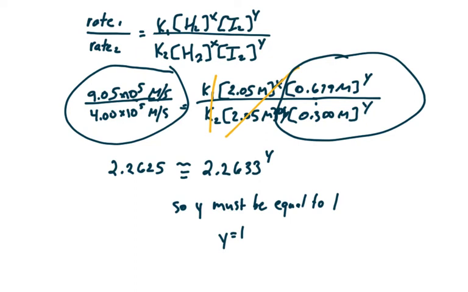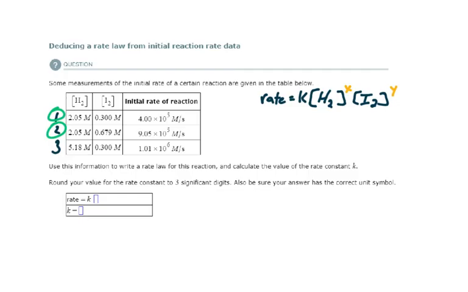When I divide 9.05 times 10 to the 5 by 4 times 10 to the 5, I get about 2.2625. When I divide 0.699 by 0.3, I get 2.2633. They are approximately very close, and if I round to the hundredth place, they are exactly the same. So y must be 1. This must be 2.2633 to the first power. So y is equal to 1. That means the order that iodine is in is first order.